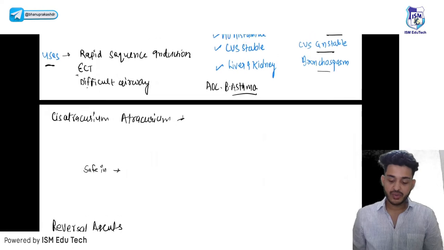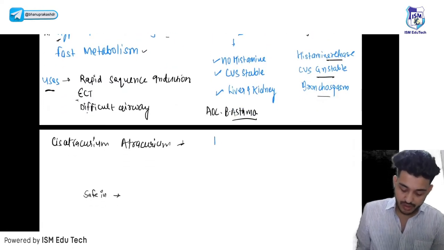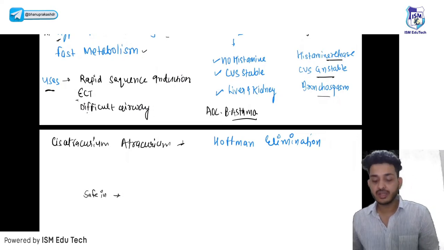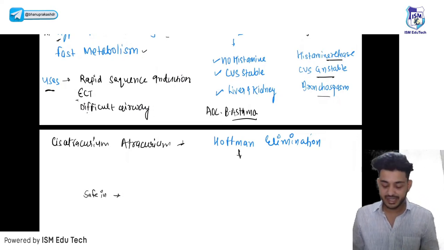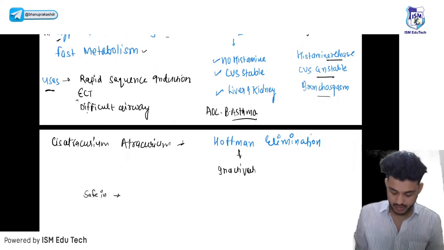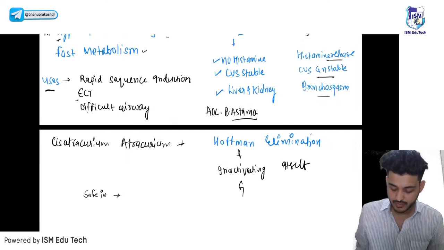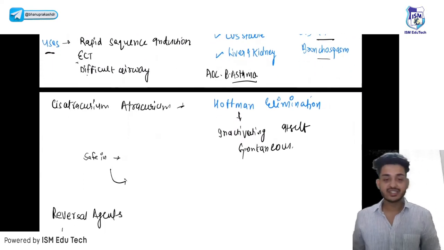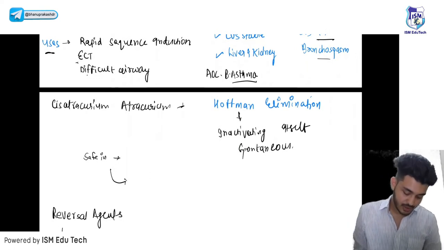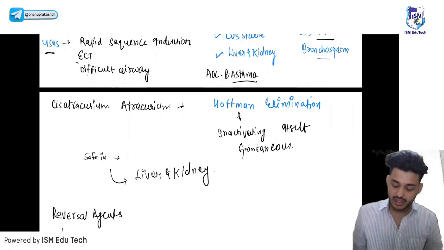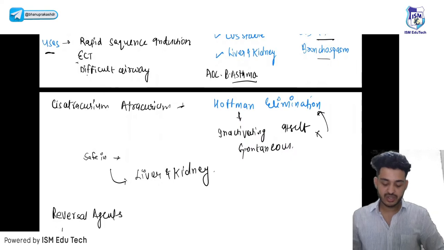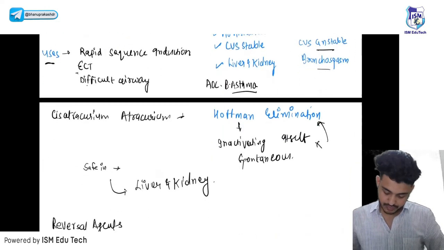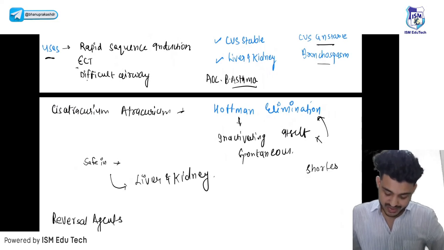Okay, atracurium and cisatracurium are undergoing Hofmann elimination. What is the meaning of Hofmann? They are inactivating themselves. You can say spontaneous inactivation, that is your Hofmann elimination. In which cases are they safe? They will be safe in liver and kidney disease, because in liver and kidney disease they will be metabolized by themselves. So, due to Hofmann elimination, they will be safe in liver and kidney disease. And about mivacurium, mivacurium is the shortest acting. Okay, shortest acting is mivacurium.